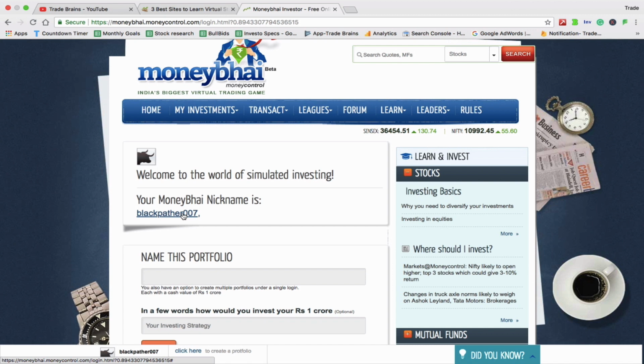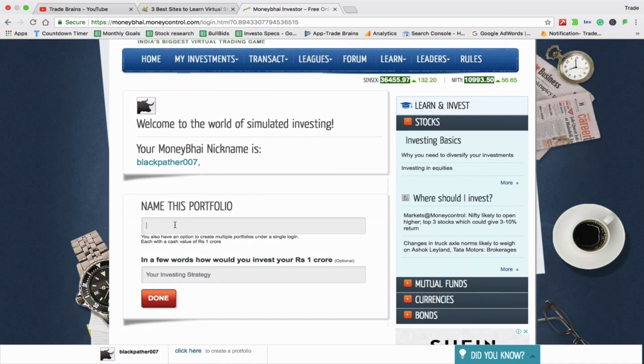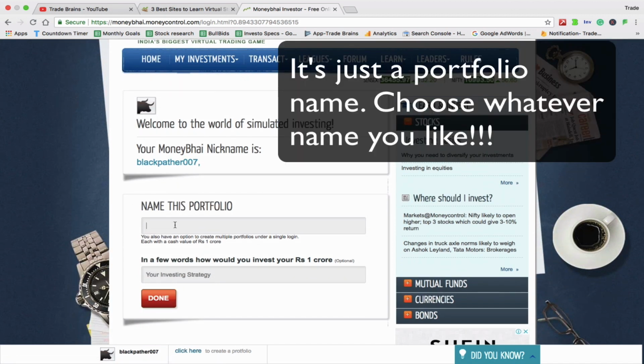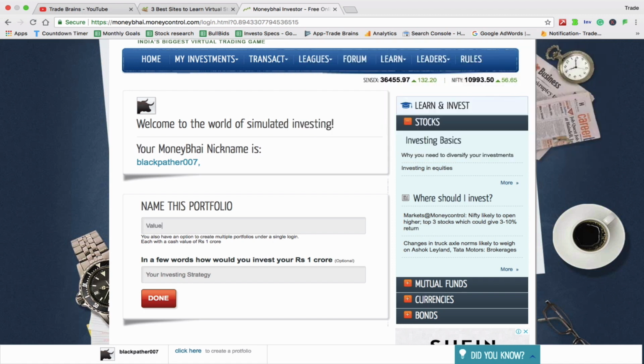Once your nickname is chosen, it will ask you to make a portfolio. Let's say you want to make a value investing portfolio. It's just a name. You can choose whatever name you want, like value investing, growth investing, dividend investing, ABC, XYZ, but for simplicity I'm taking the name as value investing.